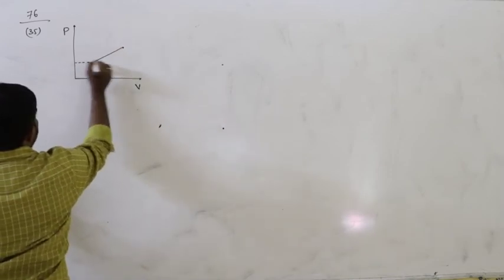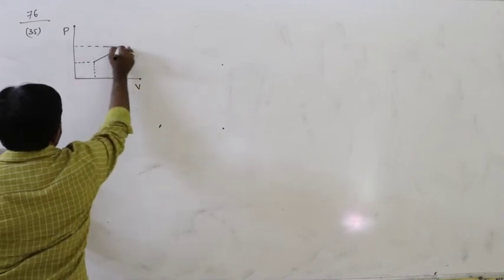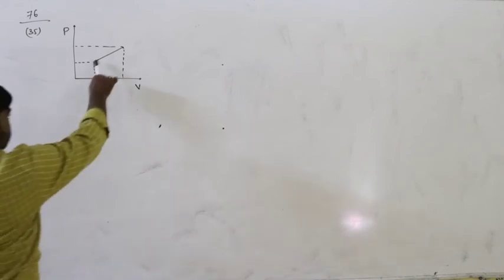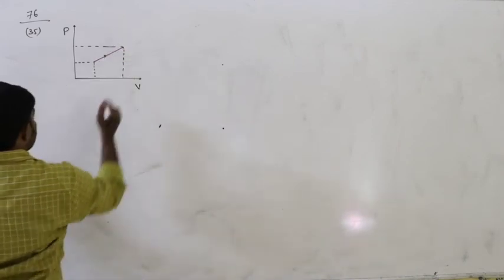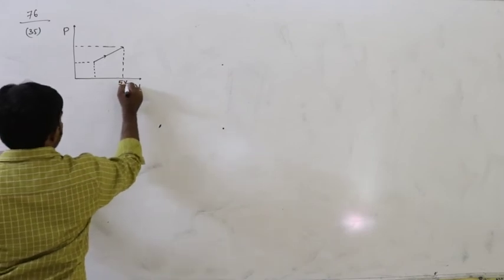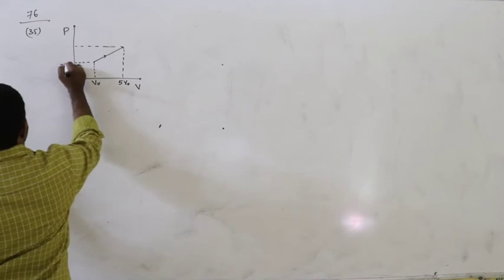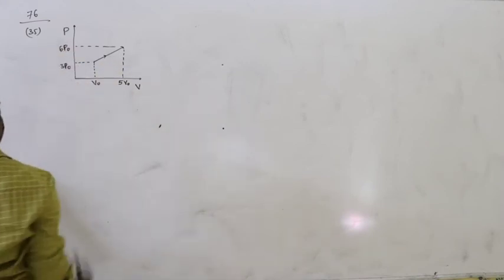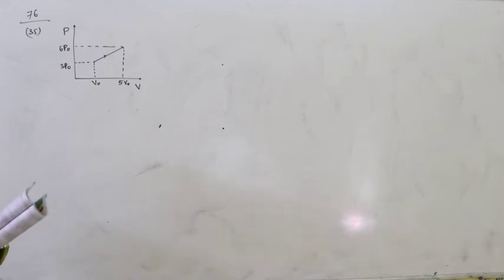Everything we have to observe in case of graphs. If the PV graph is like this, then temperature remains constant. But here the graph will be like this, which means temperature also changes. So given that it is 5 V naught and V naught, and this is 3 P naught, 6 P naught. Now we have to calculate the specific heat of the gas in this situation.